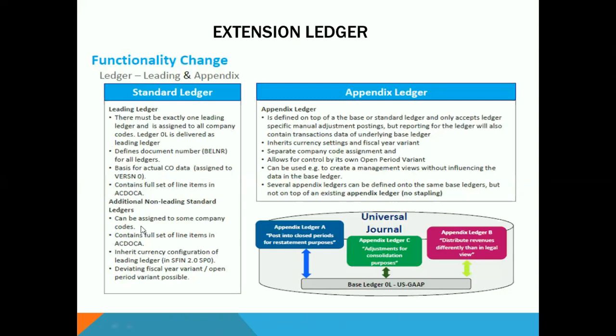Now when I come to the non-leading ledgers, they can be assigned to some company codes only. For example, in our case I created 3 non-leading ledgers, Z1, Z2, and Z3. These 3 ledgers I want to assign to only one company code, not all the companies. They are specifically for company code US10, not for IN10 and not for DE10. So non-leading ledgers can be assigned to selected company codes only, not all the company codes. They contain the full set of line items in the ACDOCA.